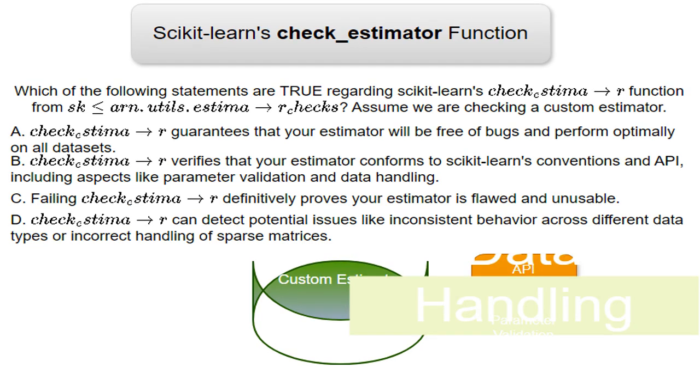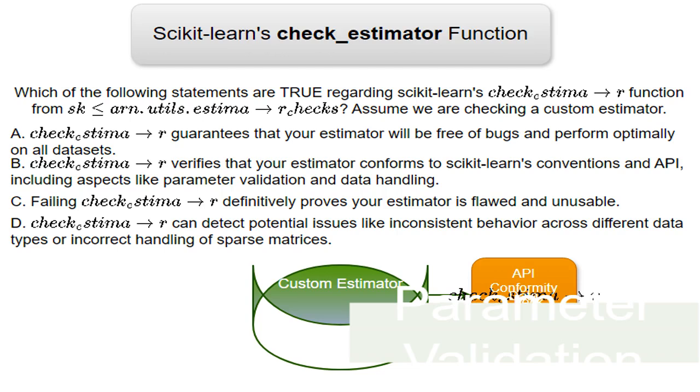This part of the function assesses if your estimator correctly handles different data types, like numerical, categorical, shapes, and formats, such as sparse matrices. This ensures your model works with various types of input data reliably. This tests if your estimator effectively validates and handles input parameters, hyperparameters, etc. It checks if errors are raised and handled appropriately for incorrect or out-of-range inputs. It's about making sure that your model doesn't crash or produce incorrect results if it's given bad input.